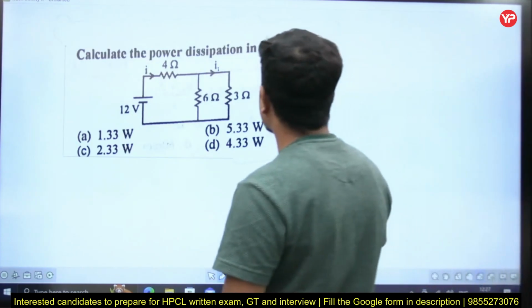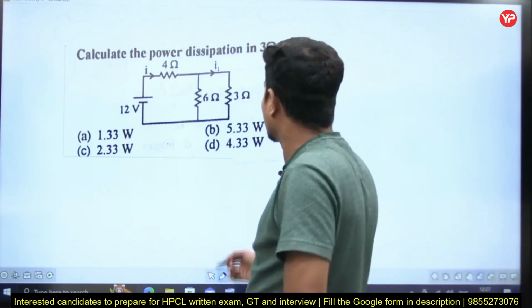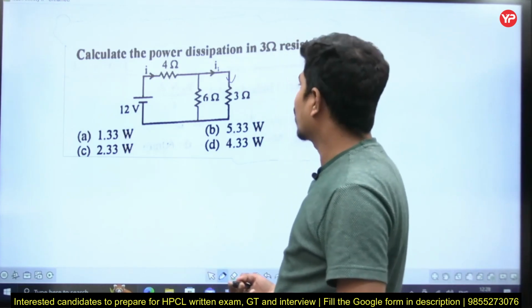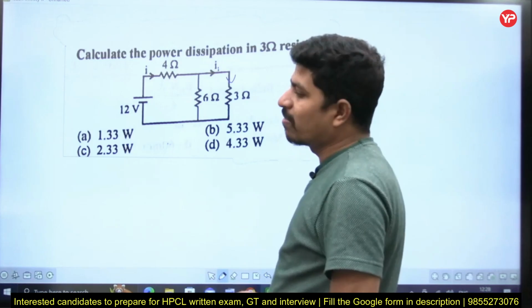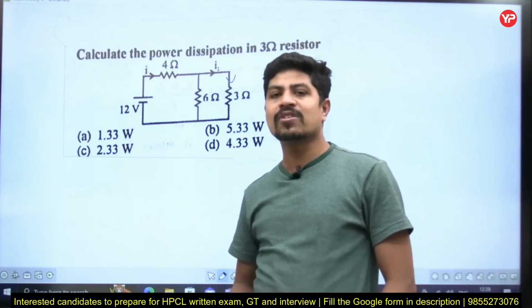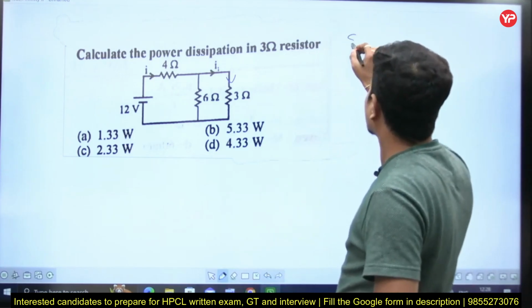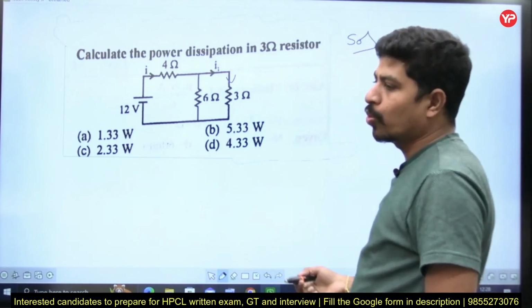Calculate the power dissipation in 3 ohm resistance. So this is a 3 ohm resistance. He is asking us to calculate the power dissipation. So the power formula is I square into R or V square by R. So let's calculate; we can do that question in either of those two ways.